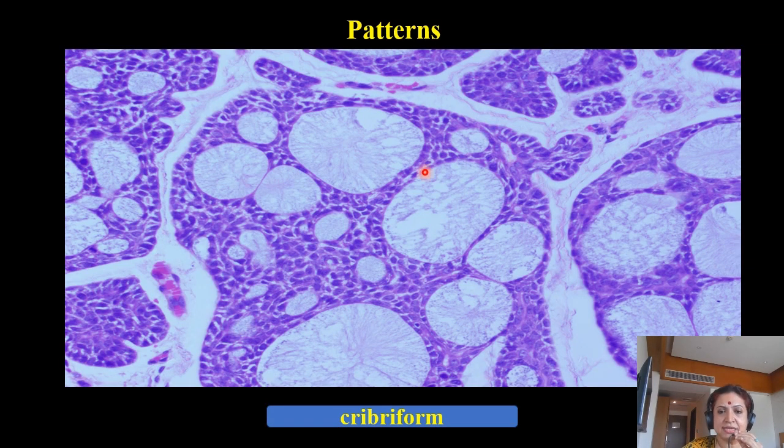Now the patterns, as I mentioned earlier: the cribriform pattern, with islands of cells with nice punched-out lumina containing that hyaline matrix, and these basaloid cells. This is very classical of an adenoid cystic carcinoma, but as I mentioned in the early part of the lecture, it can be seen in cellular basal cell adenoma and even in pleomorphic adenoma.